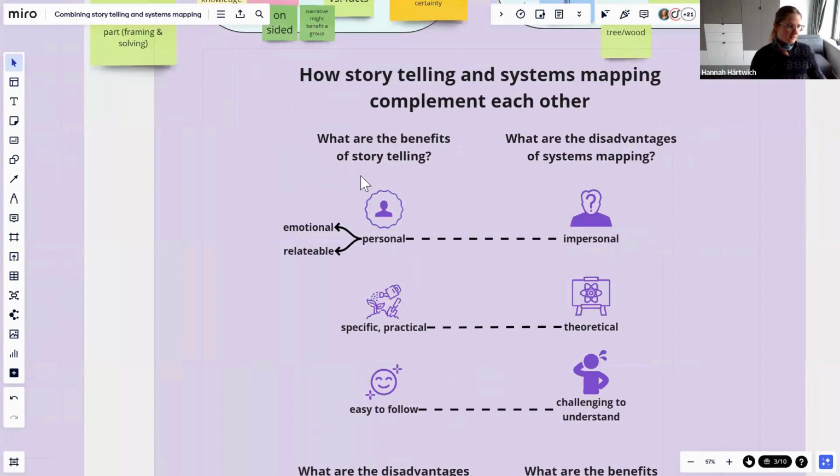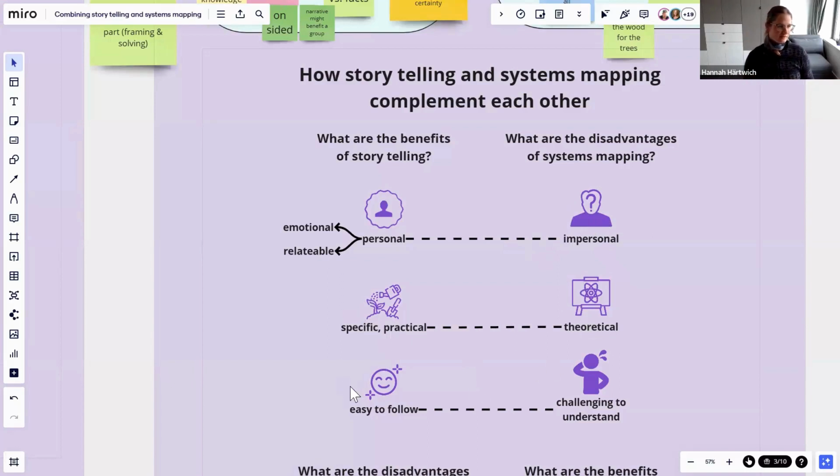So if we look at the benefits of storytelling, they are very personal, these stories, which makes them relatable, as you mentioned. They're emotional, which can balance out, on the other side, the disadvantage of systems mapping, that it can sometimes be more impersonal because you're bringing together multiple stories and then from there kind of summarizing that into one bigger picture. Stories are also very specific. They can be very practical, where a systems map can seem more theoretical at first.